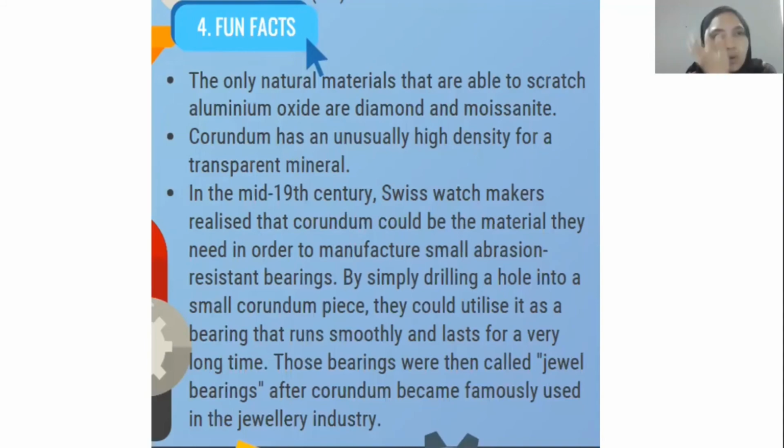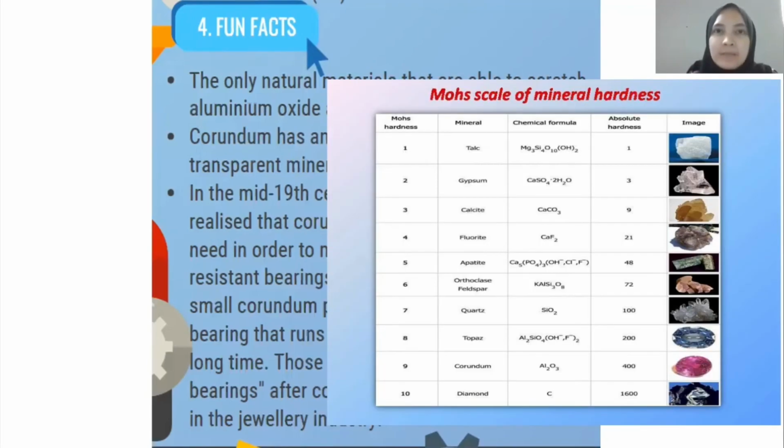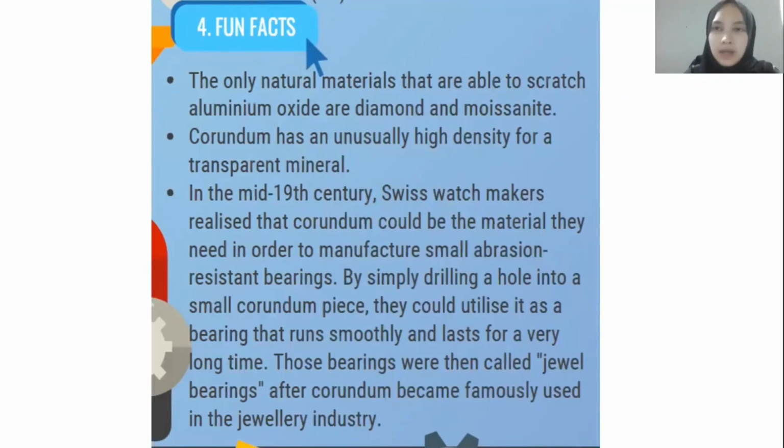So aluminum oxide has scale 9 on the Mohs scale, while moissanite has 9.5, and following moissanite is diamond, which is 10, the highest value. So that's why diamond and moissanite, having a higher scale than aluminum oxide on the Mohs scale, are able to scratch aluminum oxide.